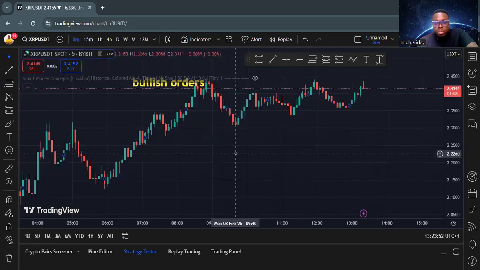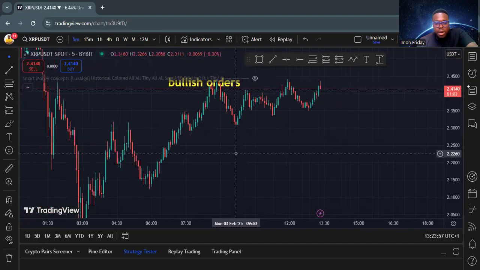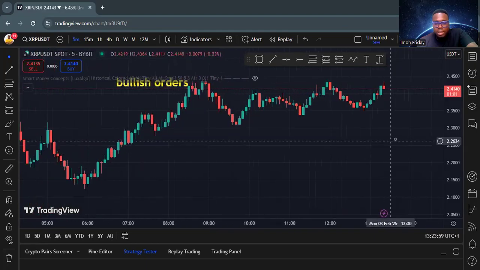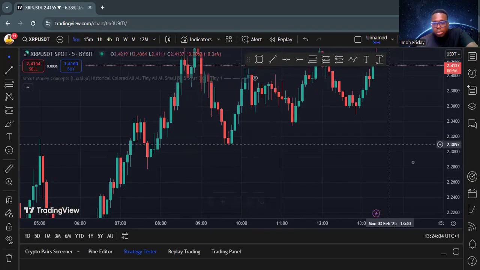So now, bullish order block. Bullish order block is very simple to identify, and you can see it anywhere. I've seen one, and I'm going to show you right now. So look at this bullish order block.